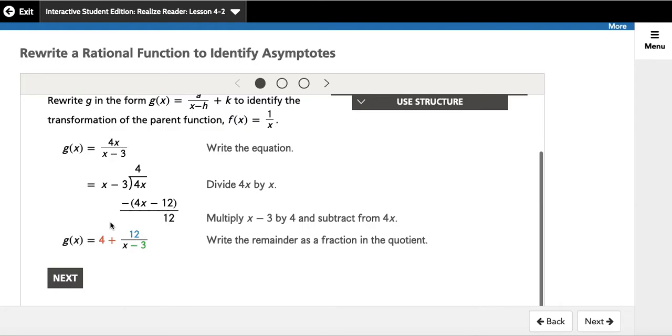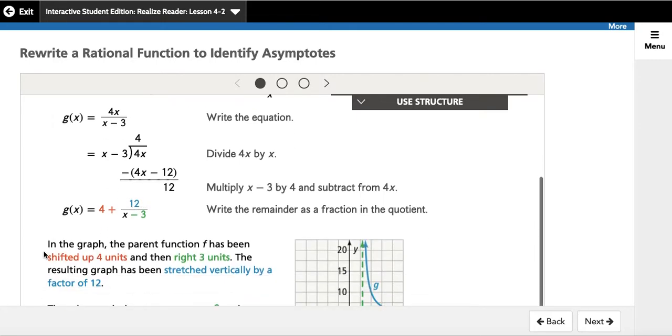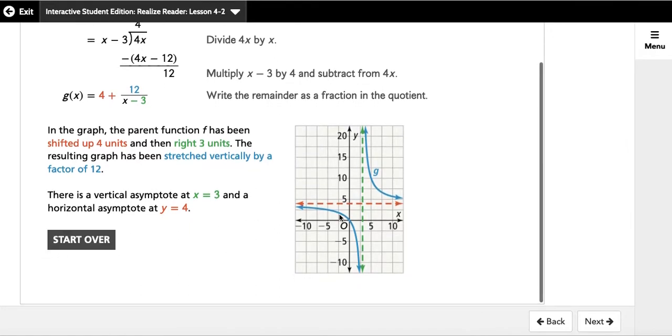And the reason why I had to do long division is that it comes out like this, which you can relate to the parent function of 1 over x. It's been translated over 3 units to the right and 4 units up, and has a vertical stretch of 12. That's what they wrote right here, and then they graphed it.